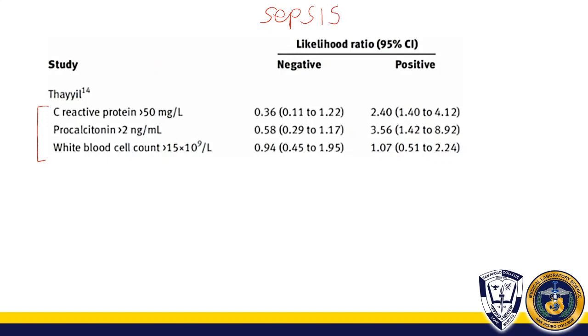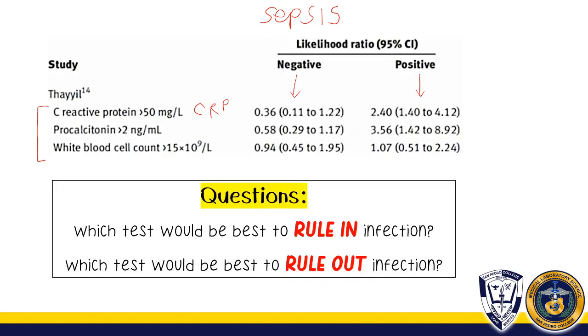Kung naay sepsis ang atong patient, your C-reactive protein or your CRP, your procalcitonin, and your white blood cell count. Now, try to look at the results. Kani siya ang result sa likelihood ratio negative, kani ang result sa inyong likelihood ratio positive. So, ang question karon, which test would be best to rule in infection? Which test would be best to rule out infection?